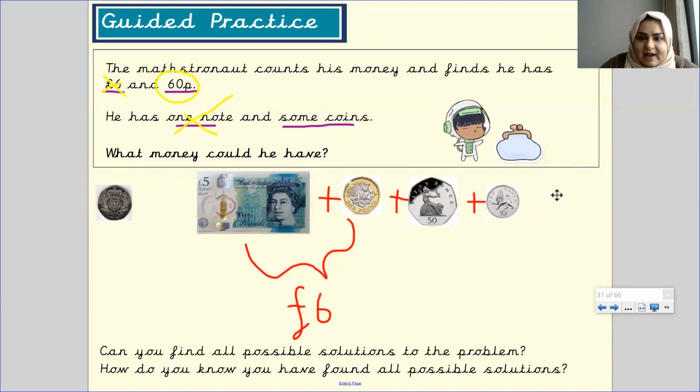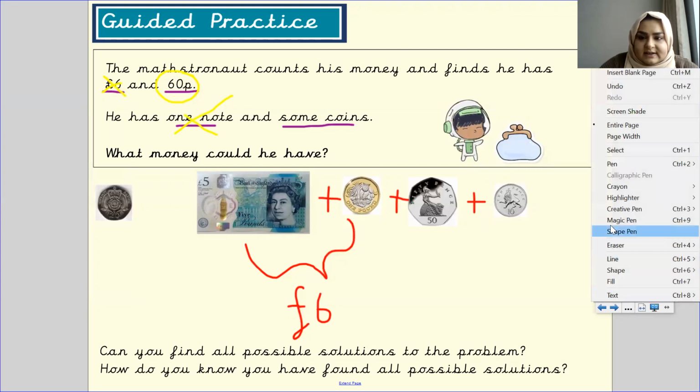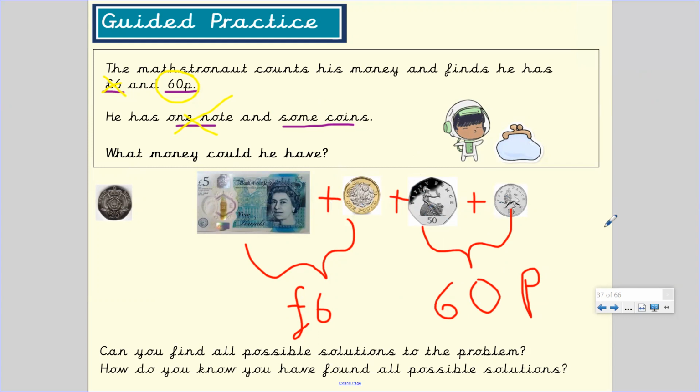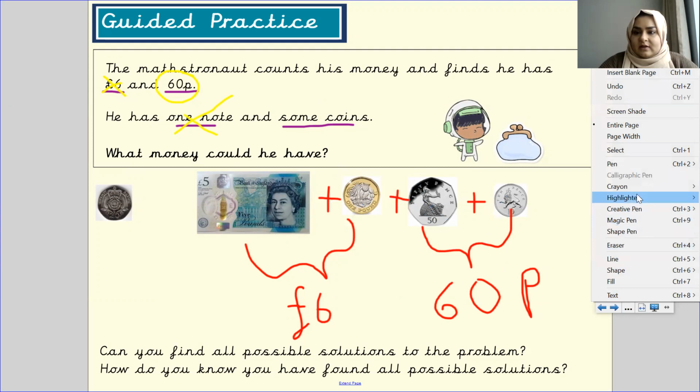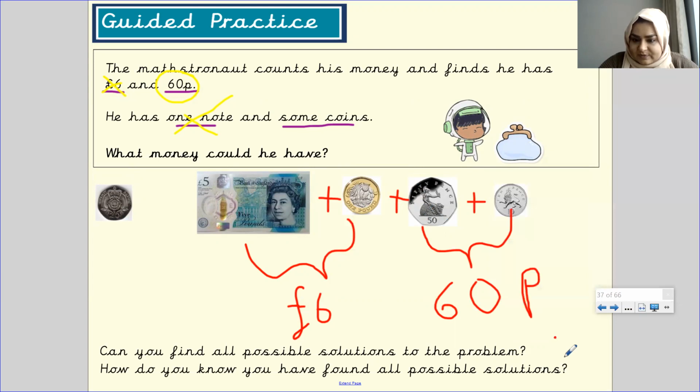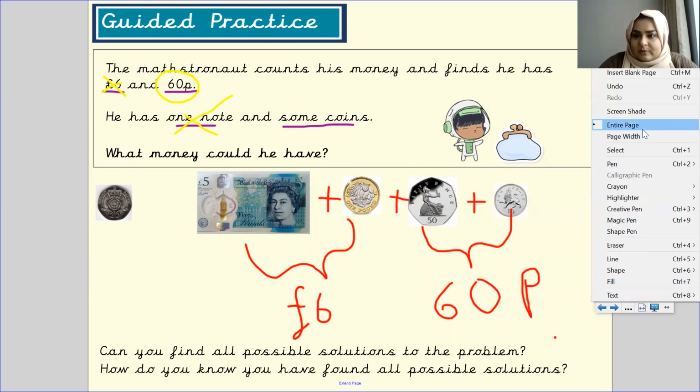So that is £6 and 60p. So now, Year 3 Pankhurst, if you made 60p using more coins, for example, I'm going to show you now, if you just bear with me.